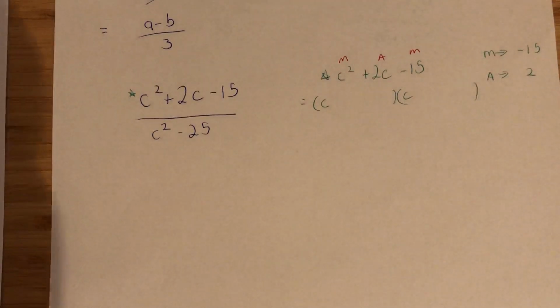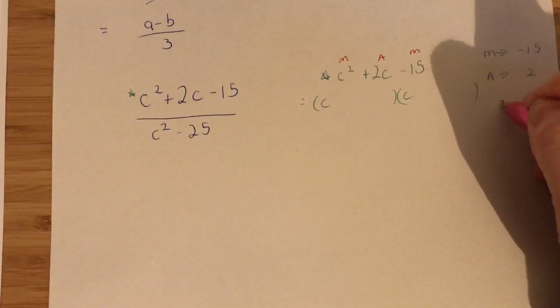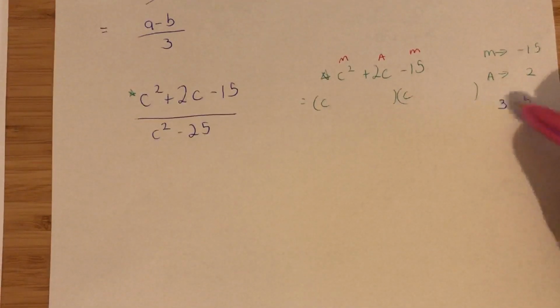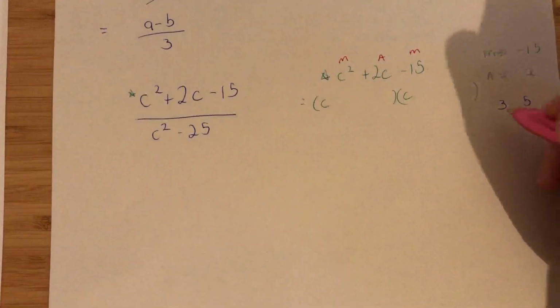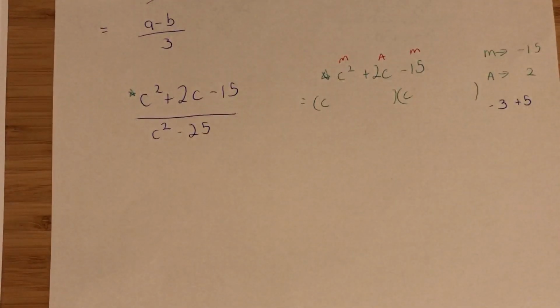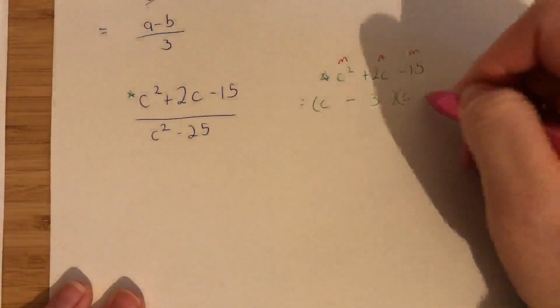Our factors of 15, we have 1 and 15, 3 and 5. 3 and 5 sound like they're going to work. So we need a negative 15, which means one of them needs to be negative. We need to get to positive 2, which means we're going to take away 3 and add 5. So now once we've got them, we can put them back into our brackets. Minus 3 plus 5.